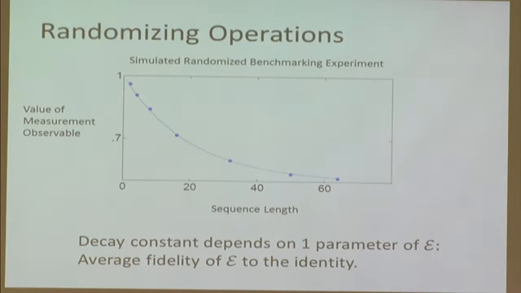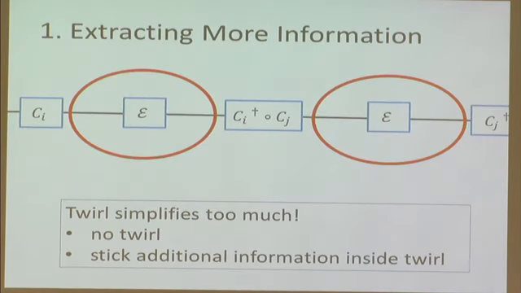Okay, and then doing this, as you do multiple twirls, you're just getting multiple composed depolarizing channels, and you get a very nice exponential decay, where the parameter of the decay depends on the average fidelity of your process to the identity. Okay, so that was, in more detail, the standard randomized benchmarking. So now we want to be able to extract somehow more information.